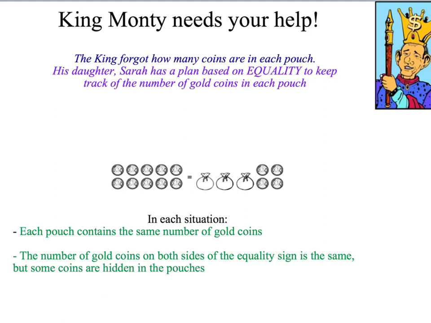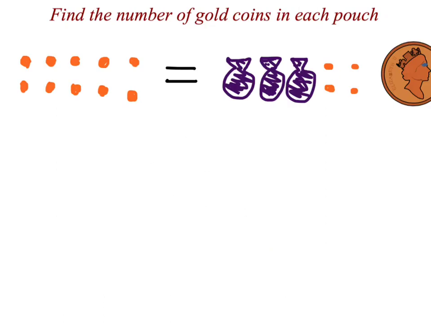But some coins are hidden in the pouch. So I know I have 10 coins on this side. That means that I must have 10 coins on this side. So I'm left with 4 coins and then the remaining 6 in those 3 pouches. Let's try an actual example.